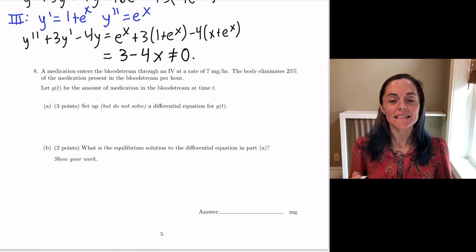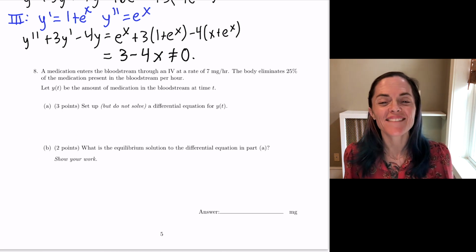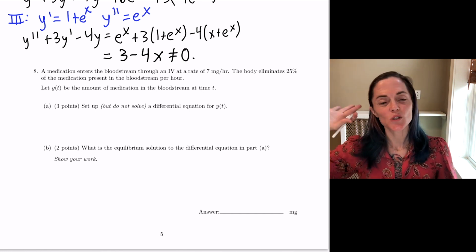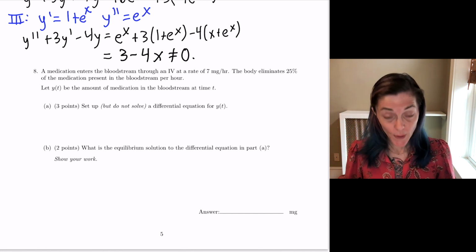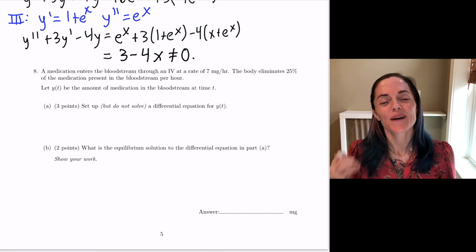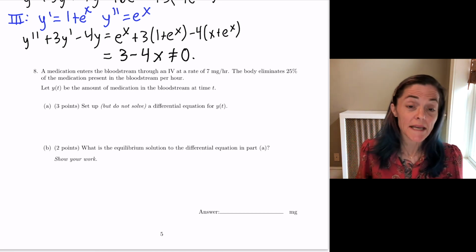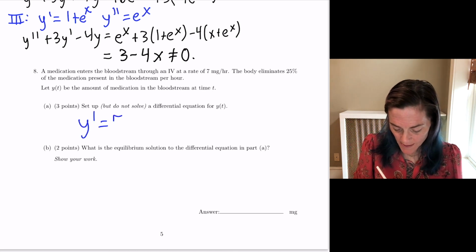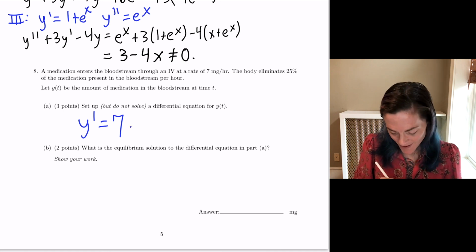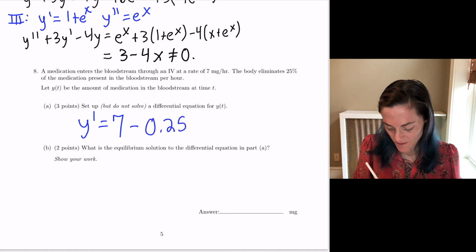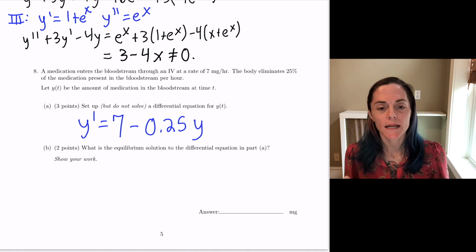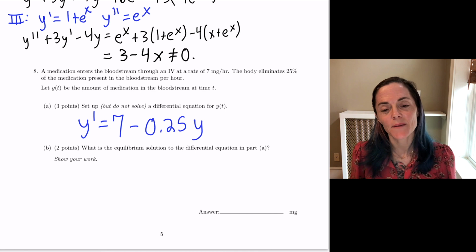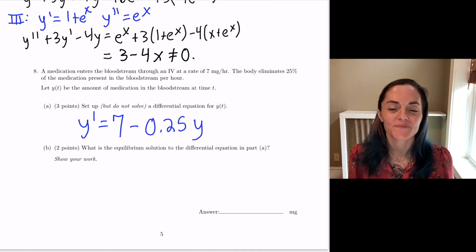Number 8, medication enters the bloodstream through an IV at a rate of 7 milligrams per hour. The body eliminates 25% of the medication present in the bloodstream per hour. Let's set up a differential equation for y of t. Okay, the rate of change of y is 7 minus 0.25 times the amount present at that time. So here we go. It's autonomous. Y prime is 7 minus 0.25y.